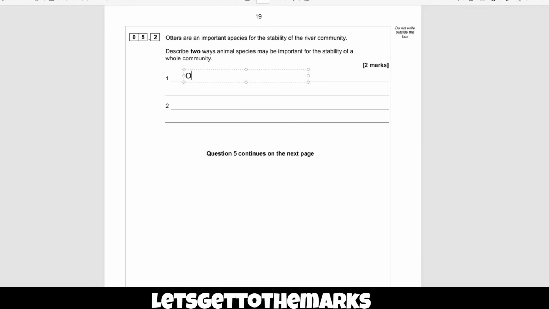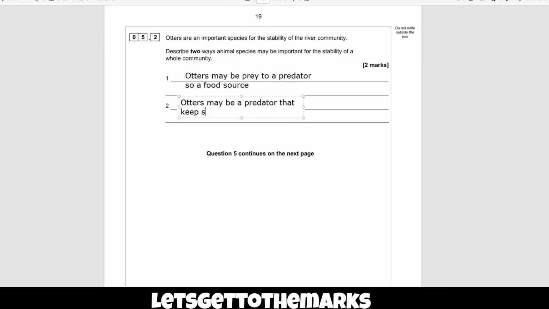So, the main ones are that otters may be prey to a predator. I don't know what eats otters in the UK, whether there's foxes that eat them or whatever, but otters may be a prey to a predator, so a food source, but also otters may be a predator themselves, right? What do they eat? Fish? I'm not even sure. Otters may be a predator that keeps a prey population under control. So that's important because if their prey gets too big, it may damage the ecosystem.